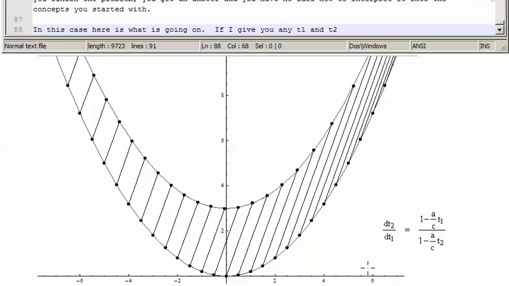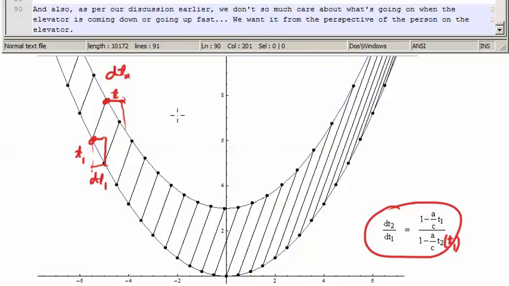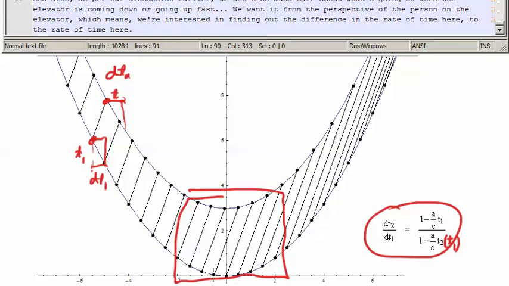In this case, here's what's going on. If I give you any t1 and t2, this is telling you the period of events at the top of the elevator, dt2, divided by the period of events at the bottom of the elevator, dt1. Now we already know that t2, when it hits the top of the elevator, is just a function of t1, so actually this could be expressed in terms of t1 only. And also, as per our discussion earlier, we don't so much care about what's going on when the elevator is coming down or going up fast. We want it from the perspective of a person that's on the elevator, which means we're interested in finding the difference in the rate of time here to the rate of time here.